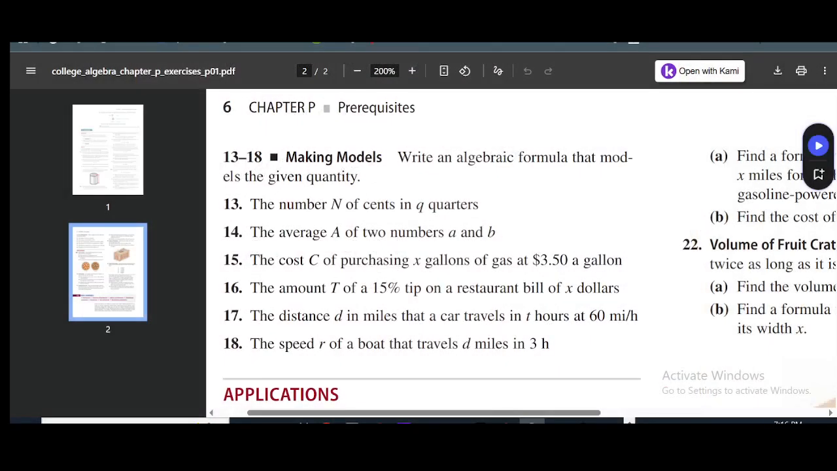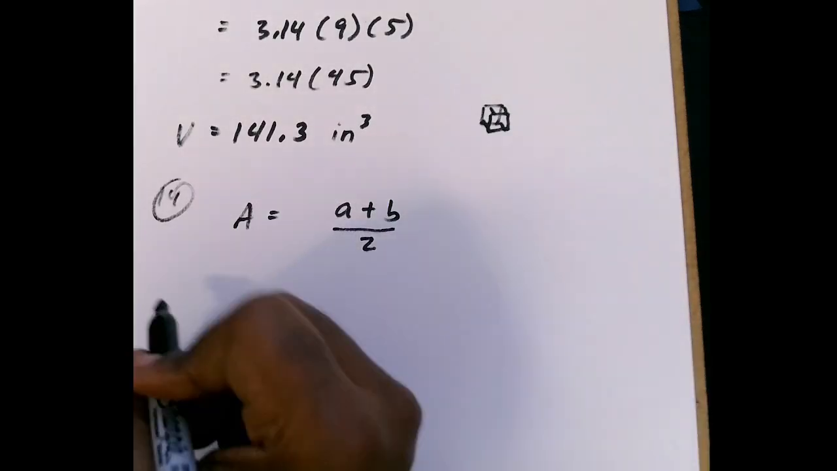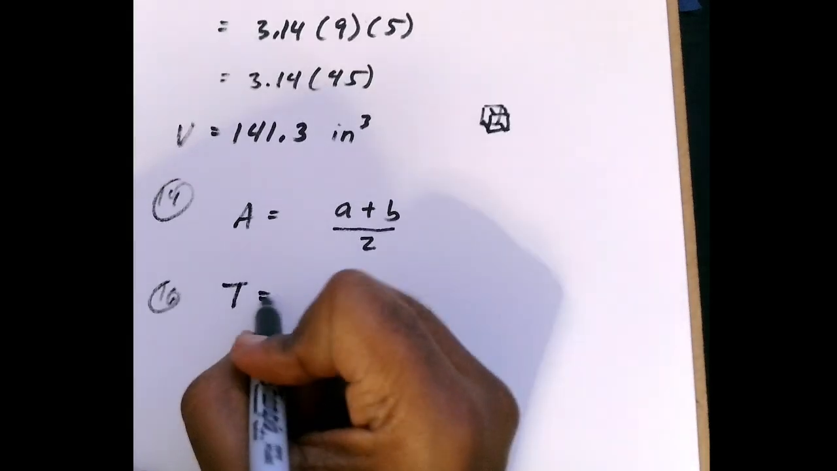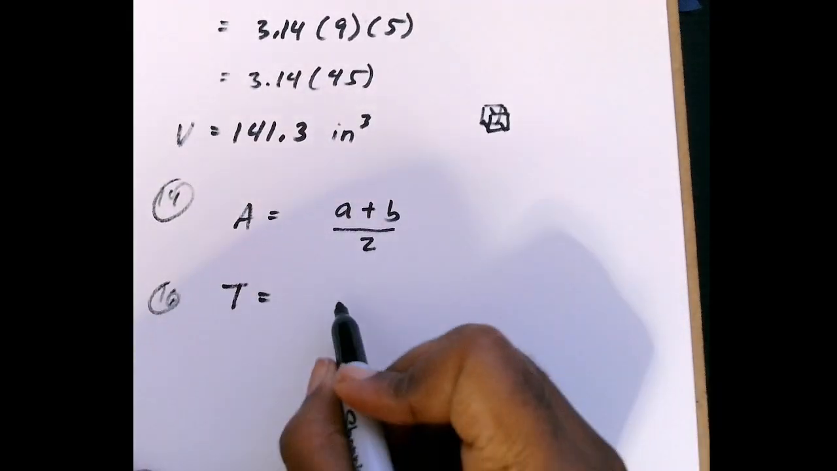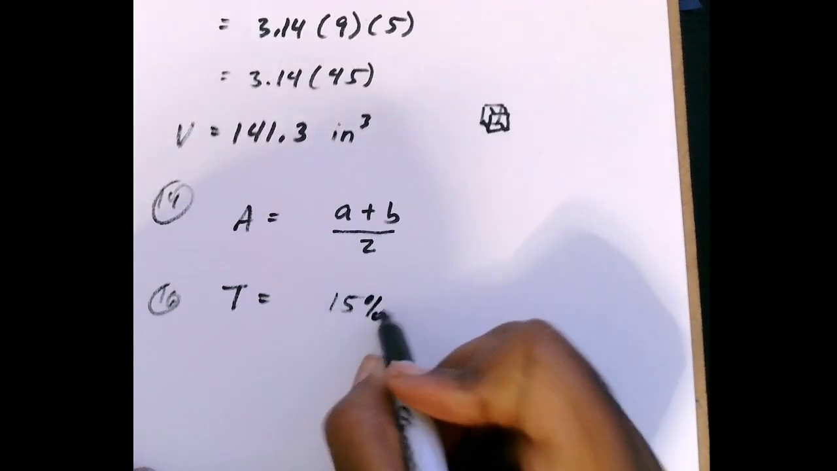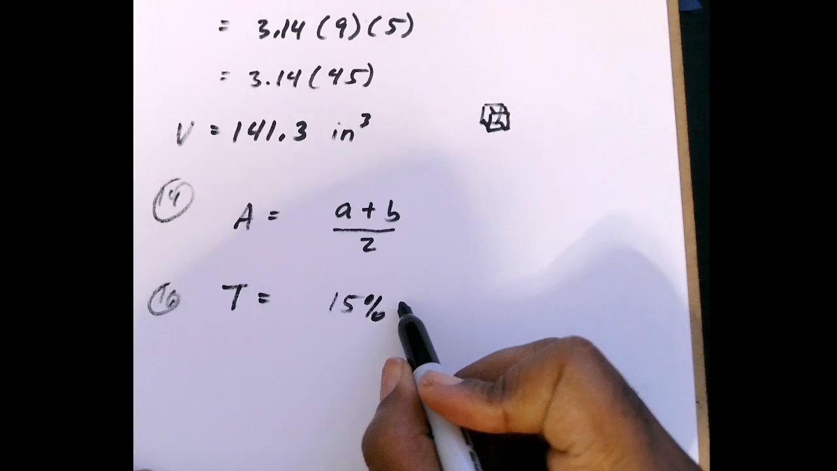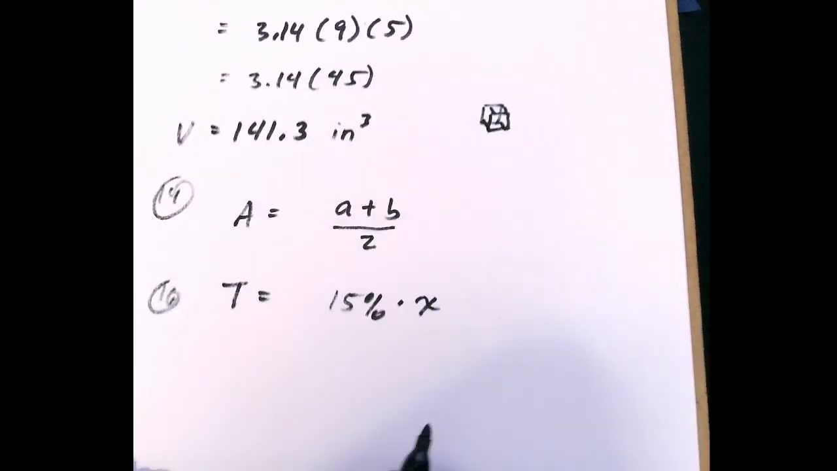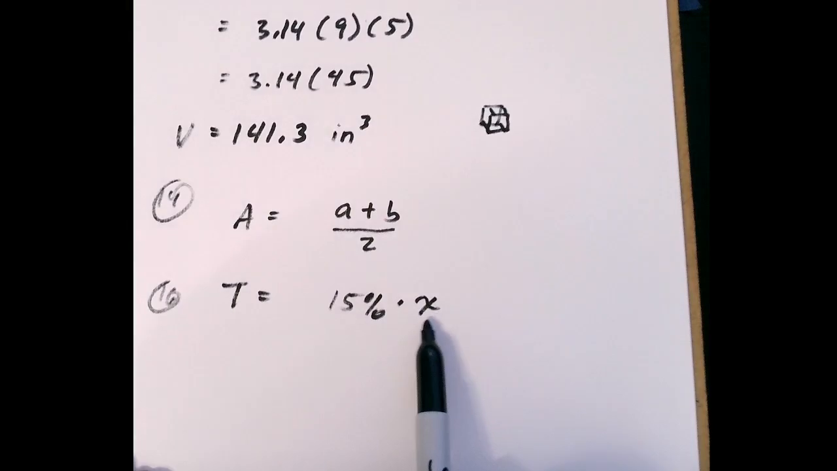Number 16. The amount T of a 15% tip in a restaurant of X dollars. Okay. How do you find the amount of a tip? So the tip is 15% of the original. So it will look like this. The amount T, 16, is going to equal 15%. I'll write temporarily 15%. We're going to change that. And it'll be multiplied times the amount that the bill is. And that's what X stands for.